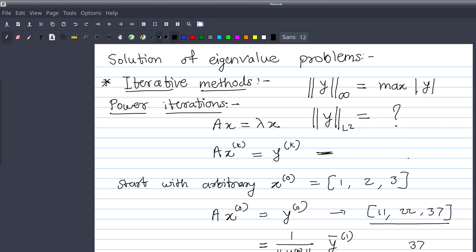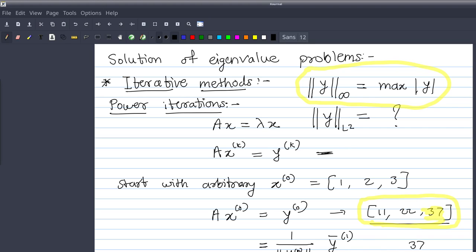Sir, can you please repeat what you said about the infinity norm? I didn't catch it. Infinity norm, here it is. The definition is written here. Infinity norm is the maximum of the absolute value of y, or that vector. So suppose 11, 22 and 37 is your vector, then the maximum absolute value is 37, isn't it? So that's our infinity norm.